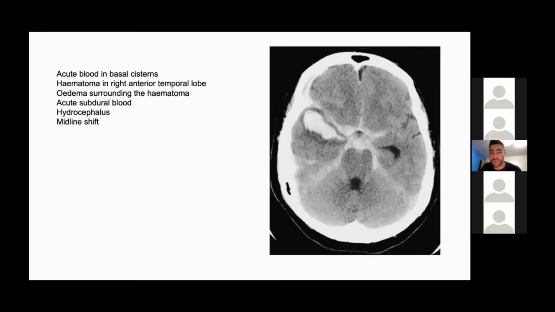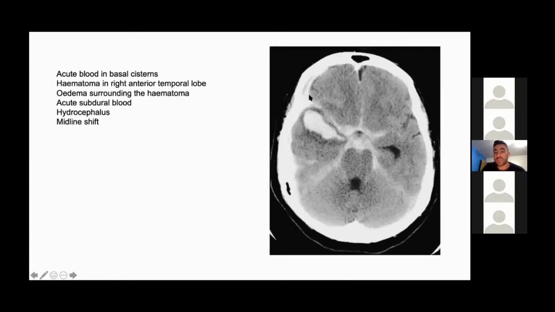So to describe the CT scan, the main problems are that there is acute blood in the basal cisterns. You can see it here. All of this is acute blood in the basal cistern sitting in front of the brainstem. This is the brainstem, this is the temporal lobe, this is the frontal lobe, and it's sitting all basally. There's a hematoma in the right anterior frontotemporal lobe, and it's got surrounding edema. This hypodense area is essentially increased fluid within the brain parenchyma itself.